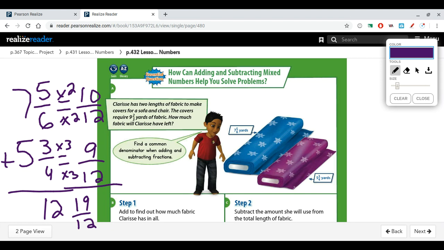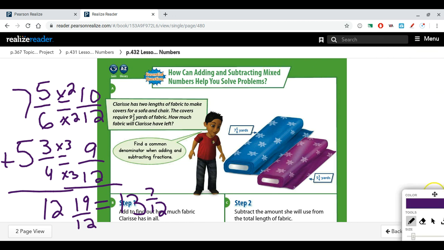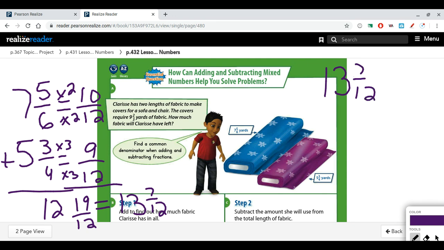Well, this is going to be equal to, if I go ahead and convert it, 12 goes into 19 one time. So now this becomes 13, and then I have 7 twelfths fabric left over. And now I'm going to take that 13 and 7 twelfths, and I'm going to subtract 9 2/3 from that. So I have 13 and 7 twelfths, and I'm going to subtract 9 2/3.